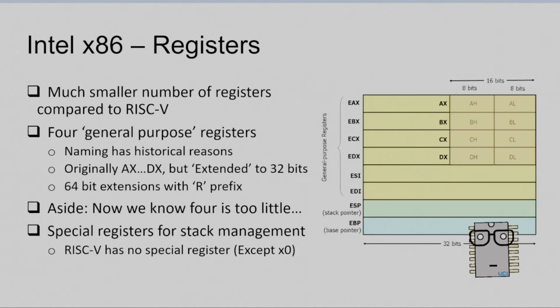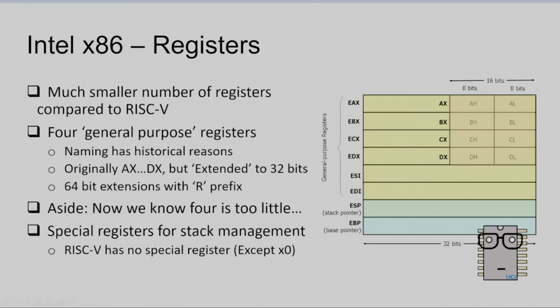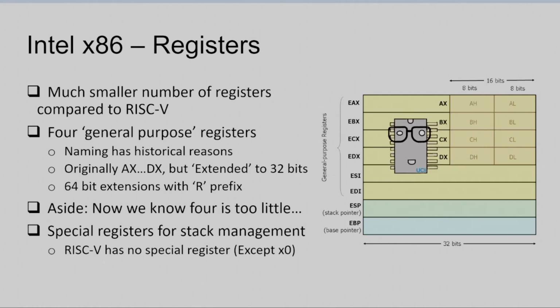Oh, we're almost running out of time, so I'll jump through a couple of slides really quickly. For those of you who are not familiar with Intel's programming model, x86 has a much smaller number of registers compared to RISC-V. It only has 4 general purpose registers: the AX, BX, CX, and DX registers, which were 16 bits at the beginning of the world when they first developed the 8086. But as we went to 32 bits, they were expanded to 32-bit registers, EAX, EBX, ECX, EDX.